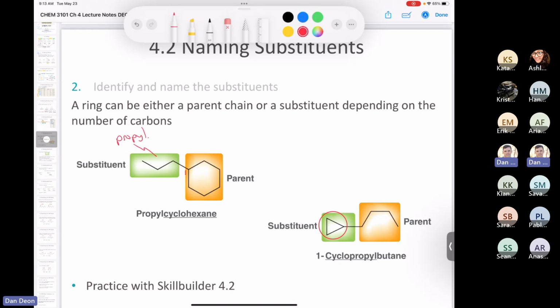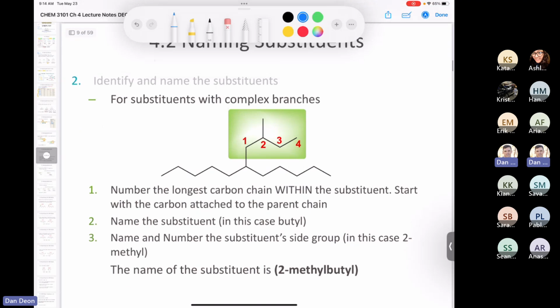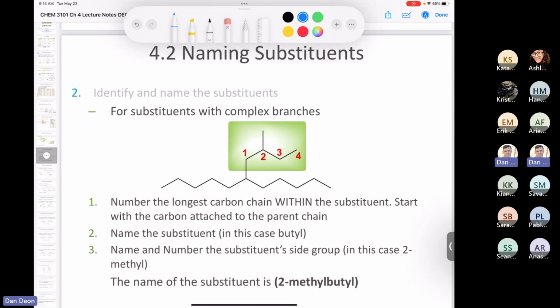But on the next one, you see that you have a cyclopropyl. That's only got 3 carbons, and the parent has a total of 1, 2, 3, 4 carbons. So it's some kind of butane. So we would call this 1-cyclopropyl butane because the cyclopropyl is attached to the first carbon. If you're wondering about the numbering thing and the order, don't worry, we're going to get to that in just a second.